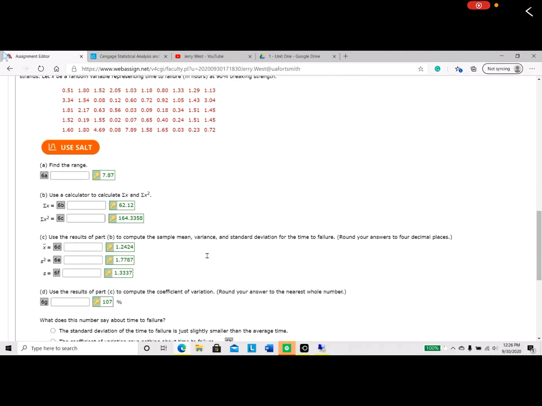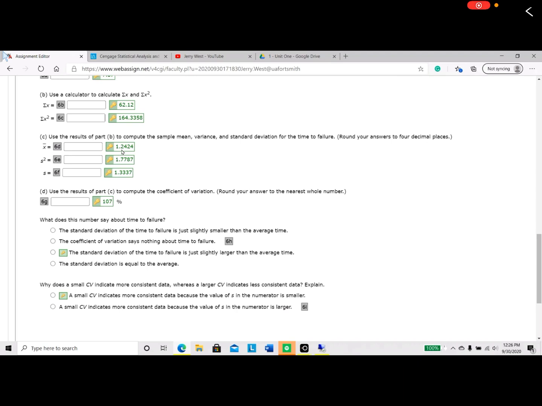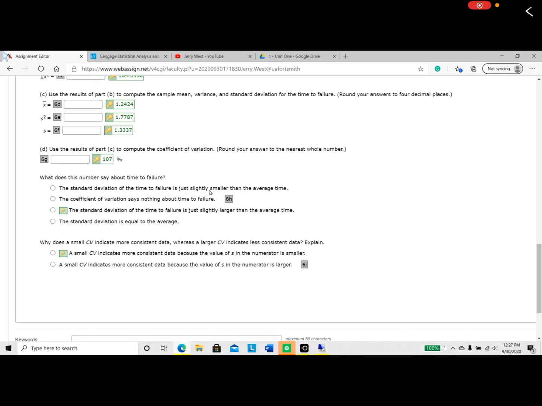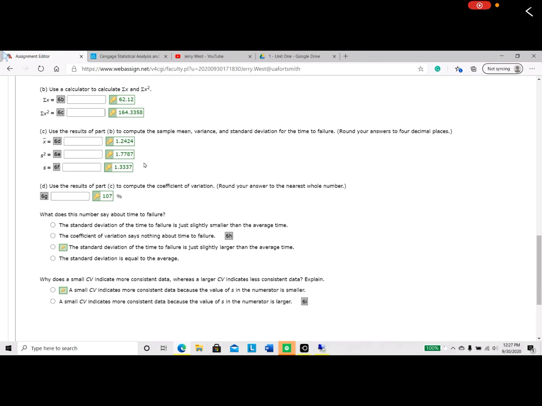Okay, so the mean, 1.2424. The standard deviation was 1.3337. Square that, and you get the variance. Coefficient of variation: S divided by X bar. 1.3337 divided by 1.2424. Part D wants it as a percent, so times 100 is 107%.